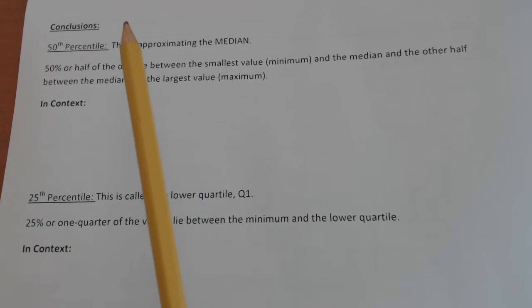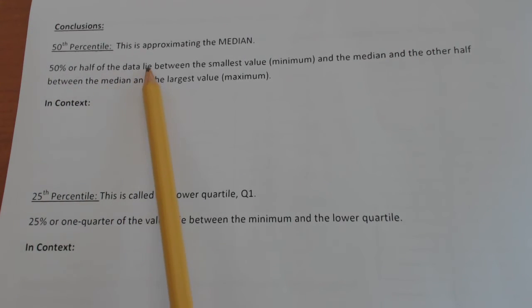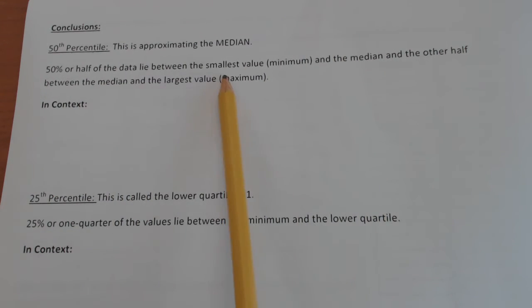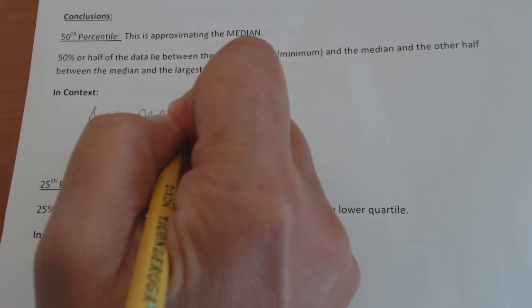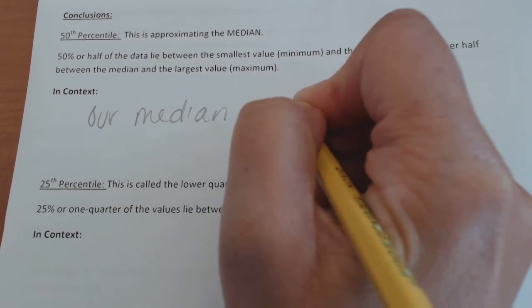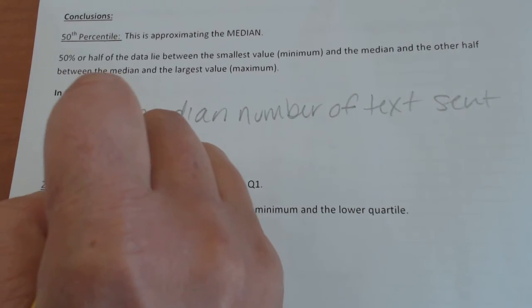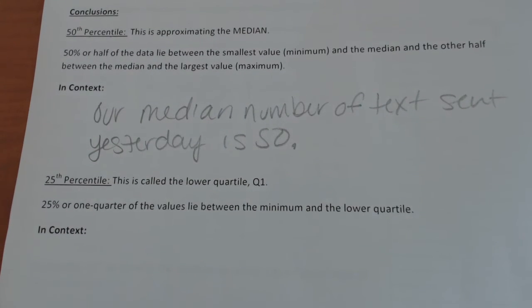Well, let's look. 50th percentile, this is approximating the median. Cool, the median's 50. That means 50% or half the data lie between the smallest value, which is the minimum, and the median, and the other half between the median and the largest value, which I'm going to call our maximum. So in context, our median number of texts sent yesterday is 50. That's it. And I bet on that activity, that's what you received too, but you did it a different way. This is using cumulative frequency.